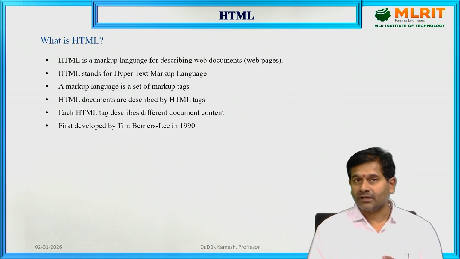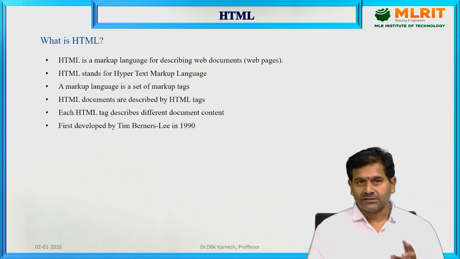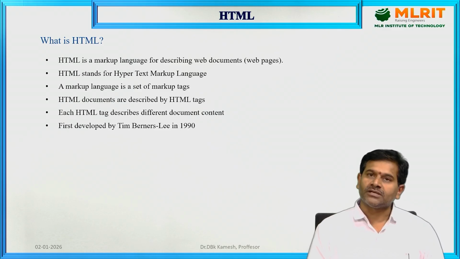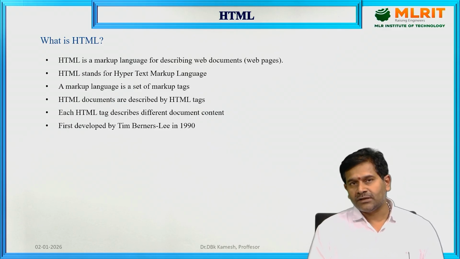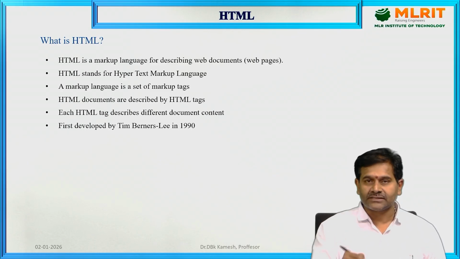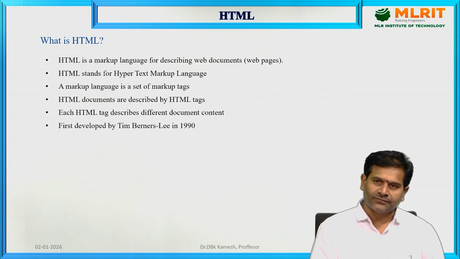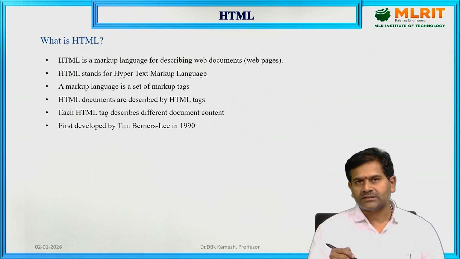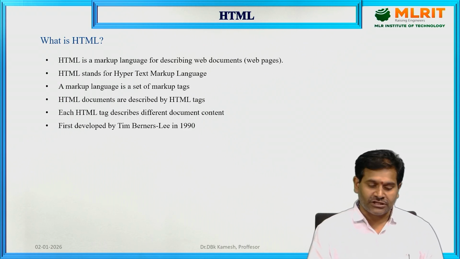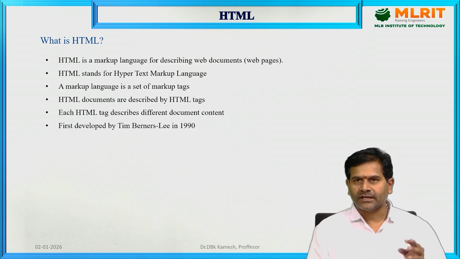Hypertext markup language is a markup language, a set of markup tags. It is purely a tag based language, where the documents are described in HTML tags. Each HTML tag describes a different document content. It was initially developed by Tim Berners-Lee from 89 to 90. This is called HTML.